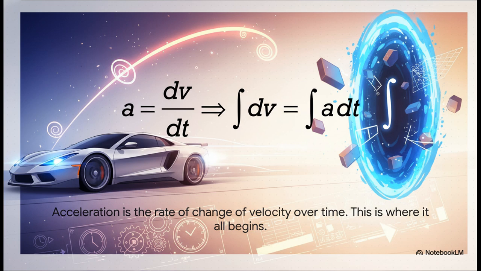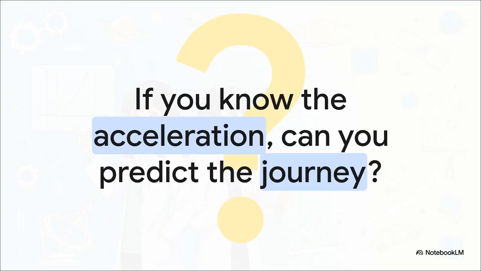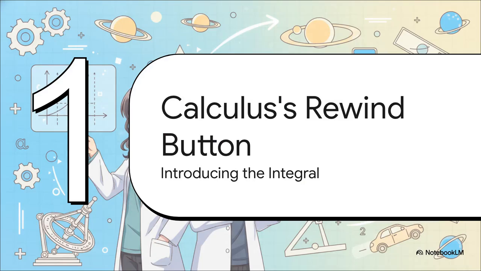But what if we want to go the other way? And that's the million-dollar question, right? If you know how something is accelerating, like gravity is pulling on an apple at a constant rate, can you actually predict its entire journey? Can you work backward to find out its velocity and exactly where it's going to be at any given moment? Well, the answer is a resounding yes. And the tool that lets us do this, well, it's kind of the hero of our story today.